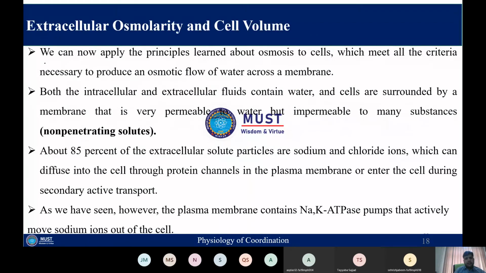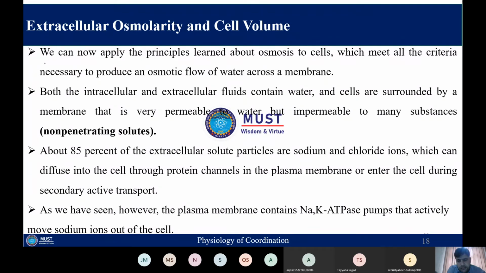Okay. Another important point is extracellular osmolarity and cell volume. What will be the impact of the osmolarity or the solute concentration on the volume of the cell? Now we can apply the principle we have learned about osmosis to the cell. For example, if we talk about intracellular and extracellular fluid, as all of you know, both of them contain water, and the cells are surrounded by a membrane that is very permeable to water but impermeable to many substances, for example non-penetrating solutes, those solutes to which the plasma membrane is impermeable.